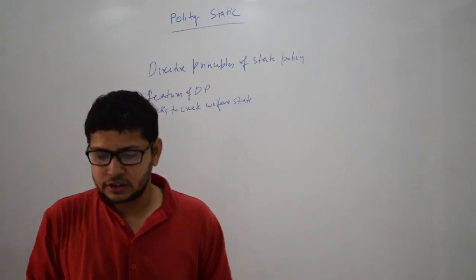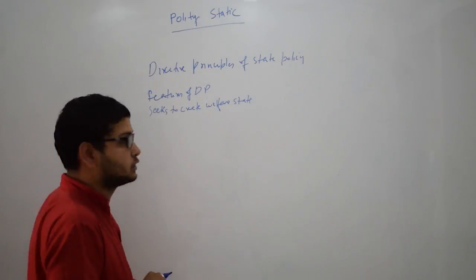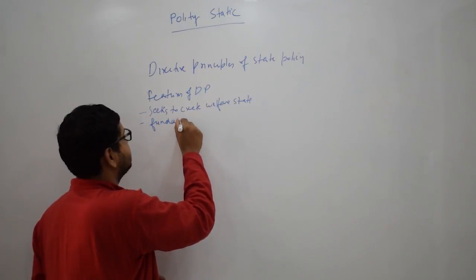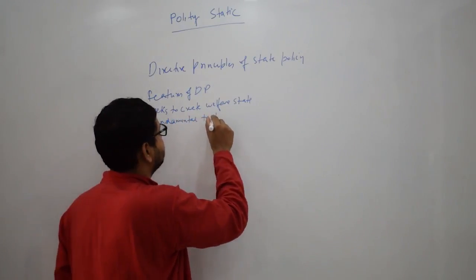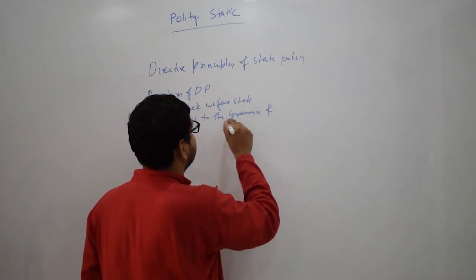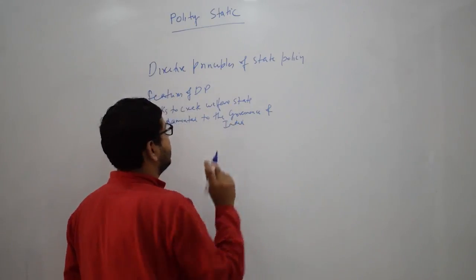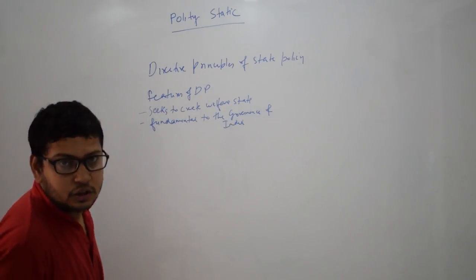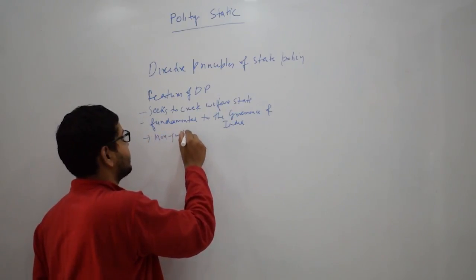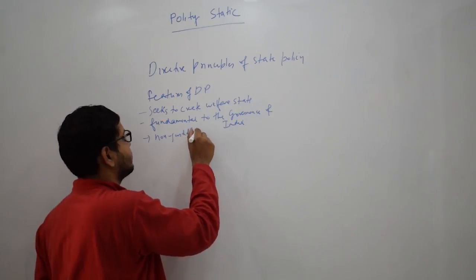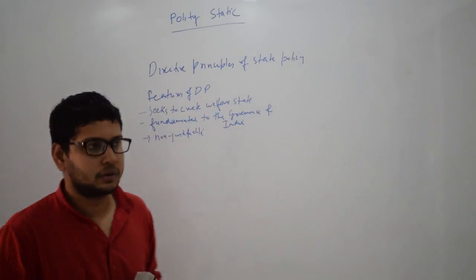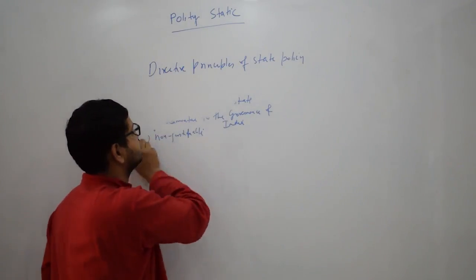Secondly, it is fundamental in the governance of the country. Article 37 says that. And thirdly, it is non-justifiable. Let's move to the classification of directive principles.